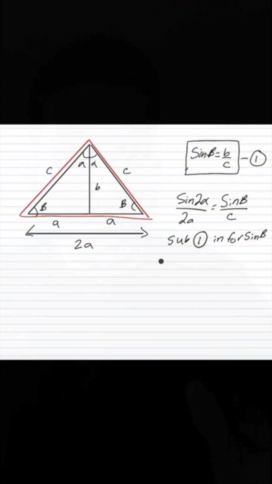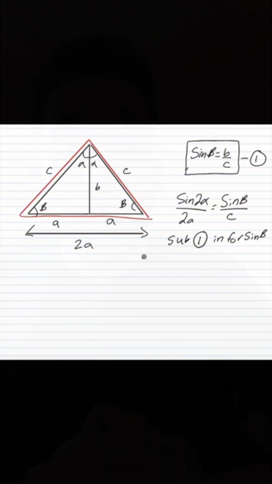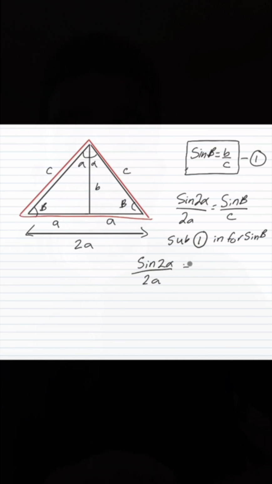Now, remember the first equation? We're going to sub that in for sine beta. When we do that, we'll have sine of 2 alpha over 2a is equal to b over c squared. Now we can isolate for sine of 2 alpha, and when we do that, we'll get sine of 2 alpha is equal to 2ab over c squared.